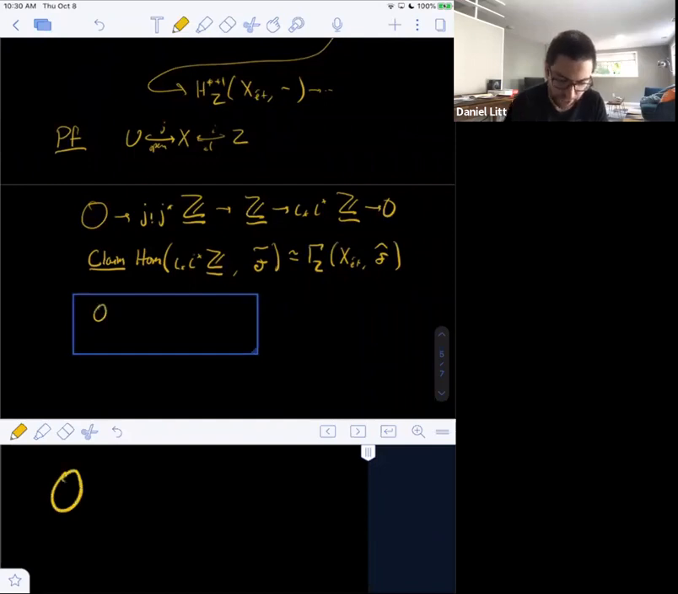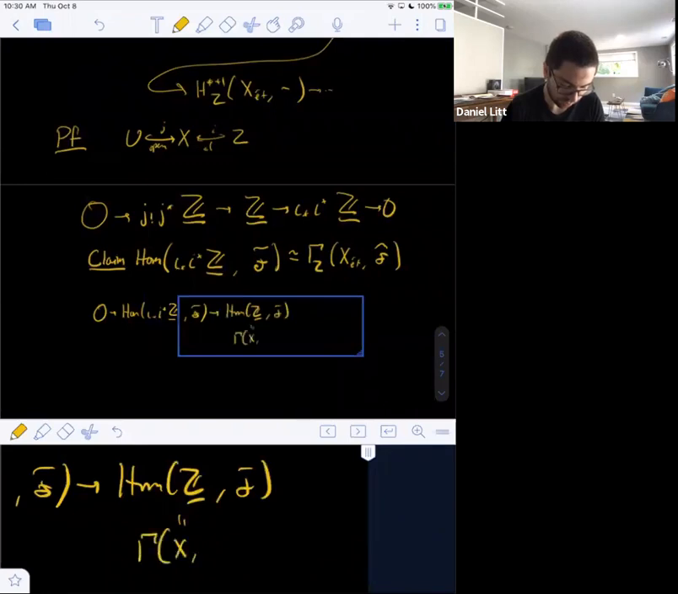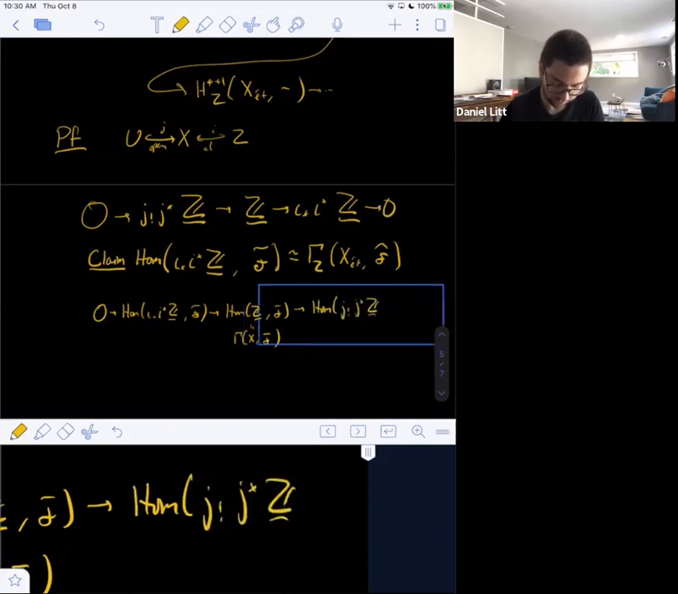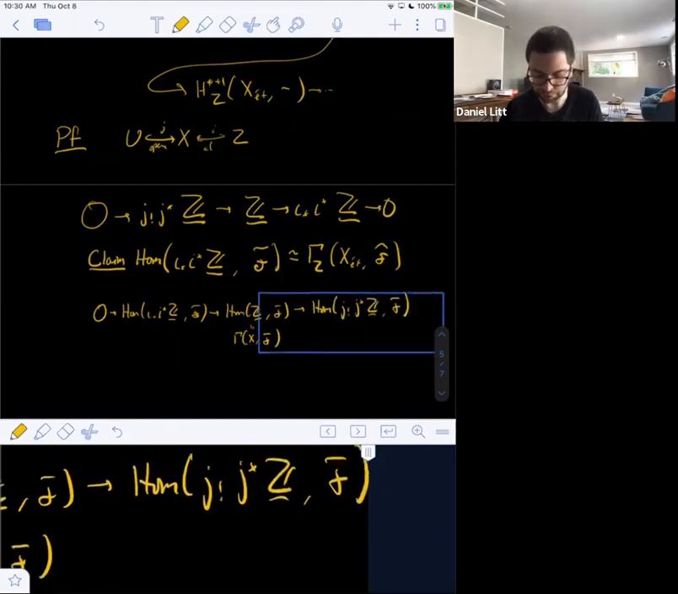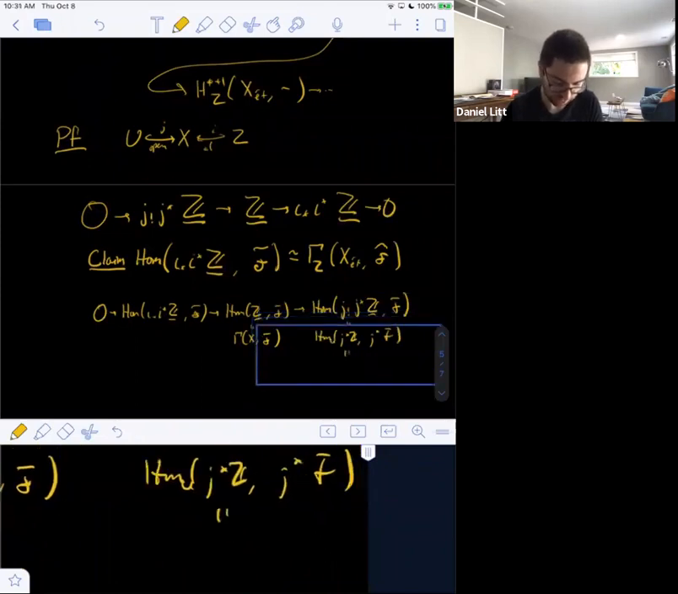So let's just apply Hom into F to the sequence. We get Hom from I lower star, I upper star, Z into F, which is what we're trying to understand, to Hom from Z into F, which is just global sections, then into Hom from J lower shriek, J upper star, Z into F. Now here you can use adjointness and see that this is just Hom from J upper star Z into J upper star F on U, and J upper star Z is just Z. So this is just global sections on U of F restricted to U.